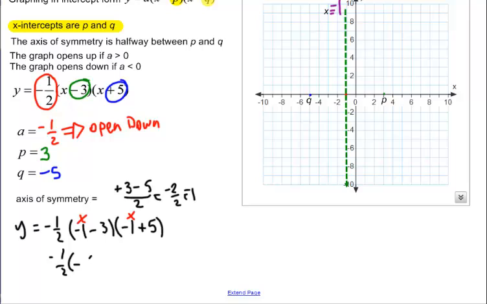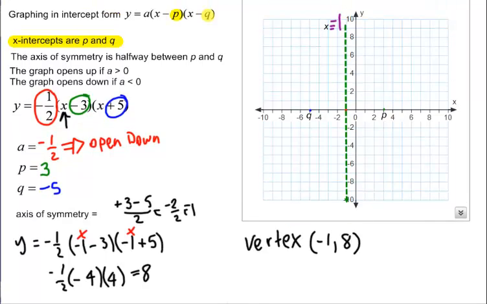Negative 1 minus 3 is negative 4. Negative 1 plus 5 is positive 4. And so when I multiply all these things together, I'm going to get what? Negative 1/2 times negative 4, 2. 2 times 4, 8. So my vertex, when x is negative 1, y is 8. Remember, y equals, we chose x. So I put a dot right here at 8.